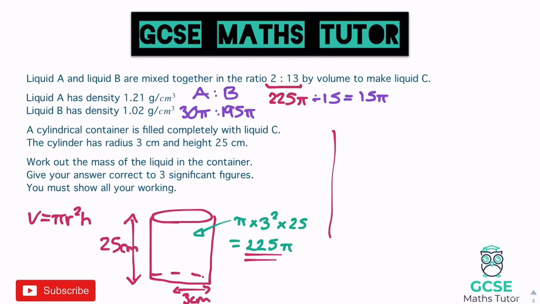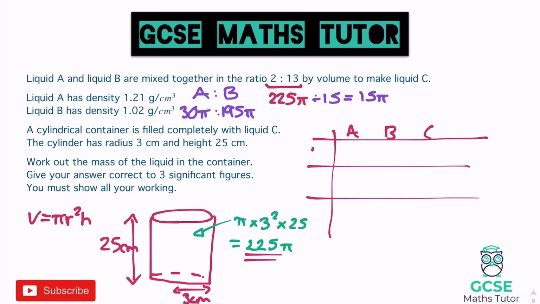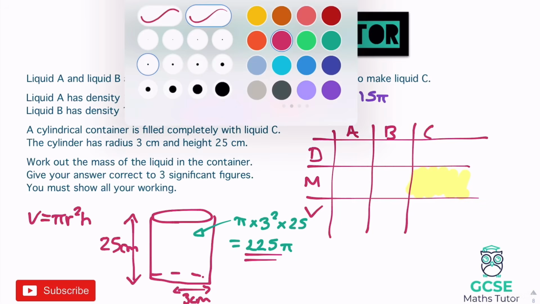So now we've got our volumes, the rest of the question's just the same as before. We've got A, B and C, and we need a density, a mass and a volume. And ultimately, what's the question asking? It's asking us to work out the total mass of the liquid. So we're looking to get the mass of C, this box just here. Okay, so let's start filling in some of these pieces.